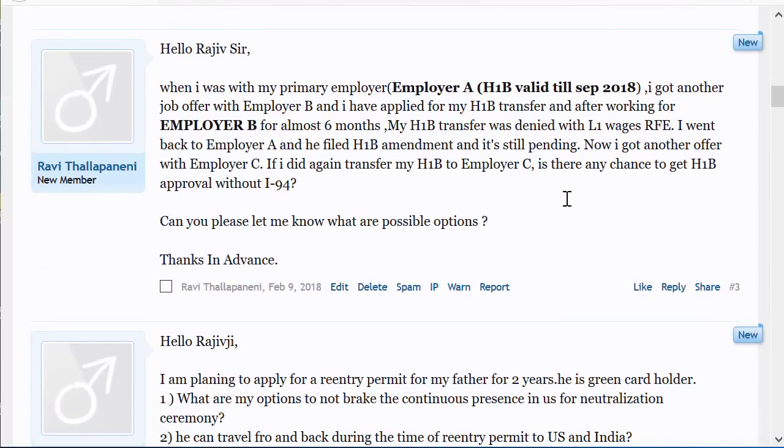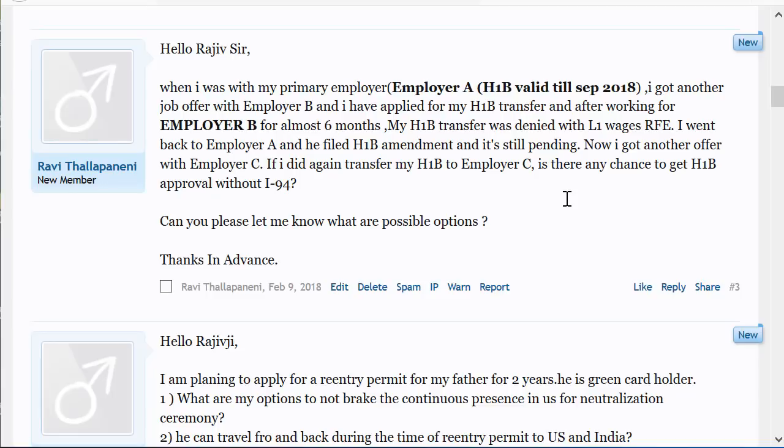Ravi Thalapaneni says, when I was with my primary employer, I got another job offer with employer B, applied for H1B transfer, and after working for B for almost 6 months, transfer was denied with level 1 wage RFE. I went back to employer A and he filed H1B amendment and it is still pending. Now I've got another job offer with employer C. If I did again transfer my H-1B to employer C, is there any chance to get H-1B approval without I-94?